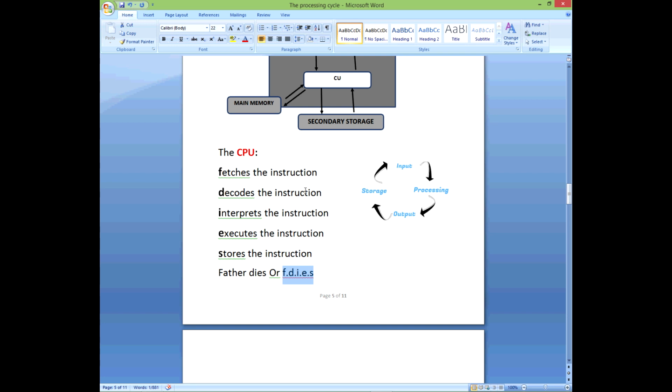So it doesn't have to be instruction. I just typed it that way. So it can be fetches the data, decodes the data, interprets the data, executes the operation on the data, stores the result, which would be the information. So that's one way of looking at it. It doesn't necessarily have to be instruction. It can also be data.